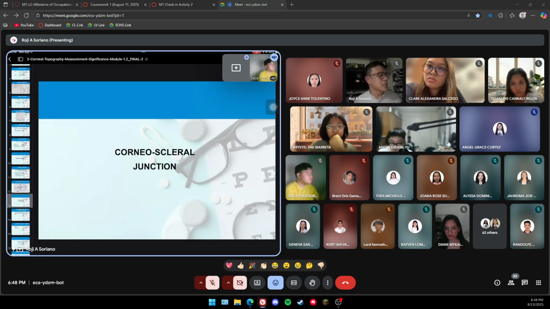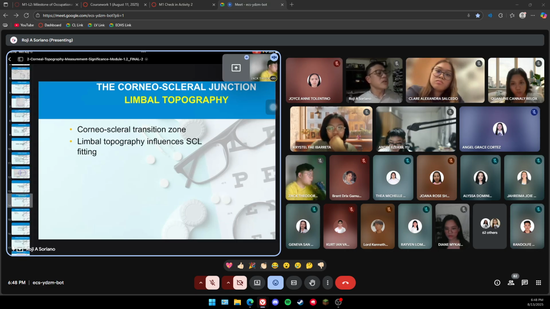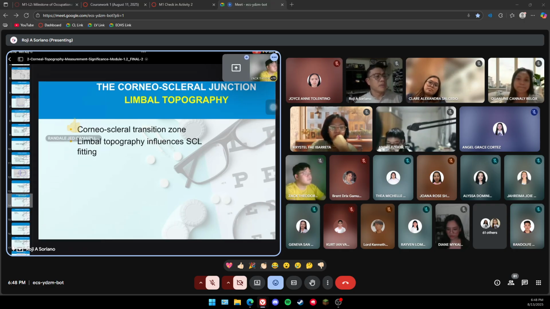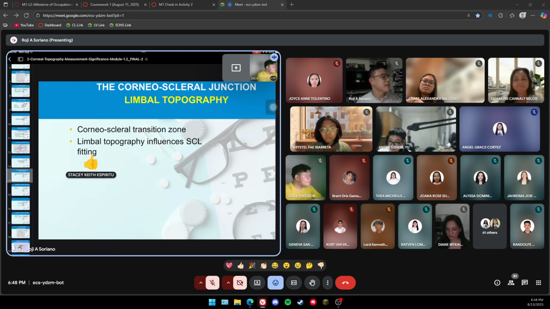So the corneal scleral junction, as we all know, is called the limbus. Correct? So the other term for corneal scleral junction is limbus. Am I right? Because it's the junction between the cornea and the sclera. That's why it's the limbus.